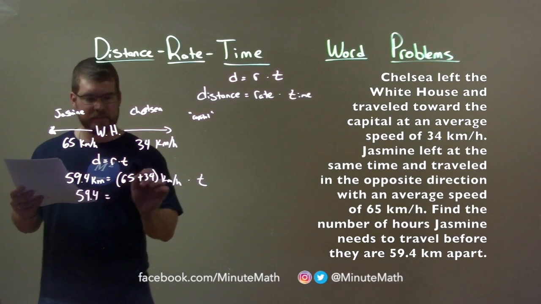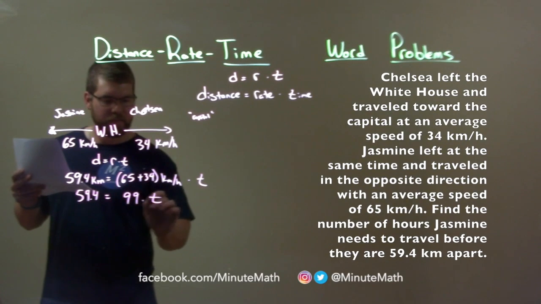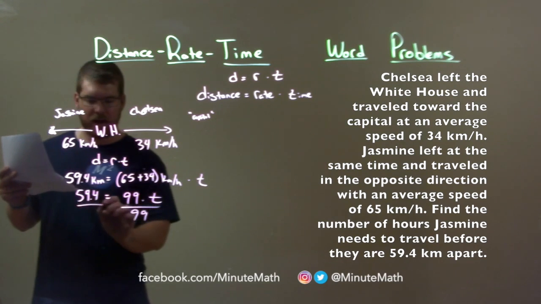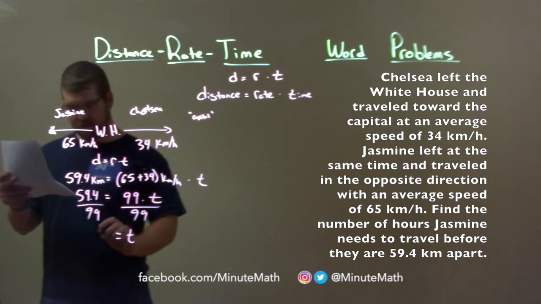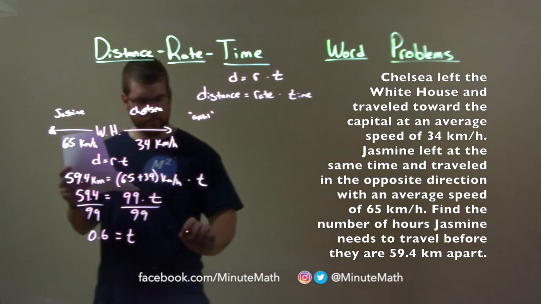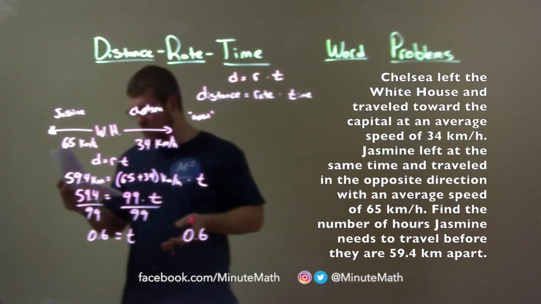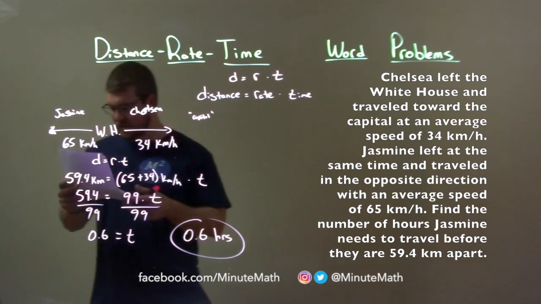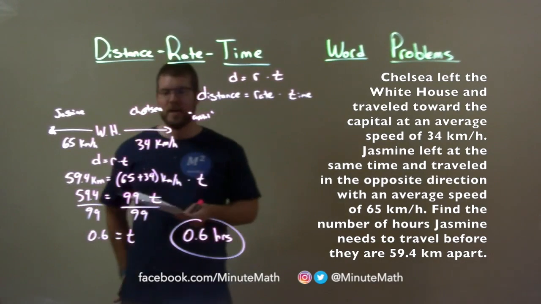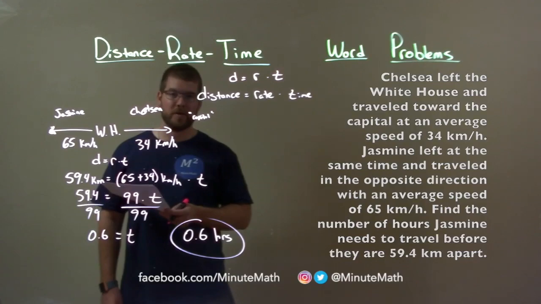59.4 equals 65 plus 34, which is 99, times t. Divide both sides by 99, and t is now by itself. 59.4 divided by 99 is 0.6. So 0.6 hours is how long Jasmine needs to travel before the two of them are 59.4 kilometers apart.